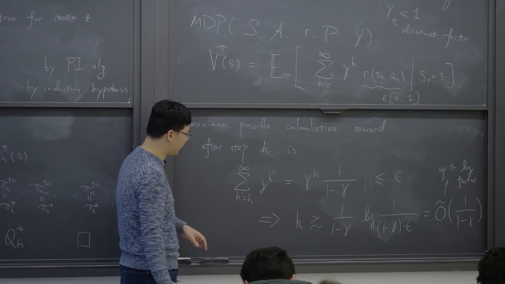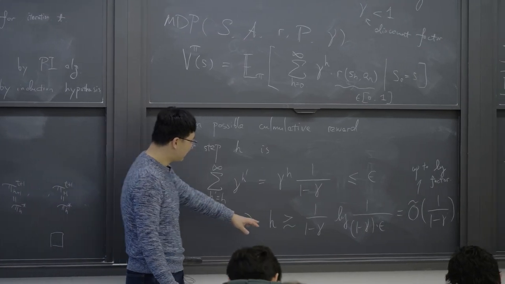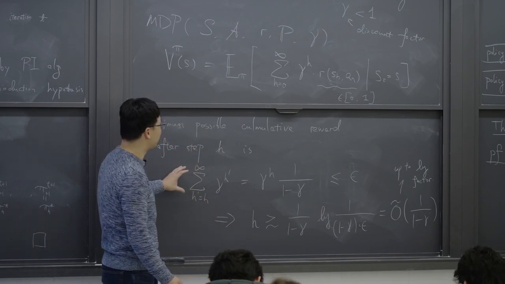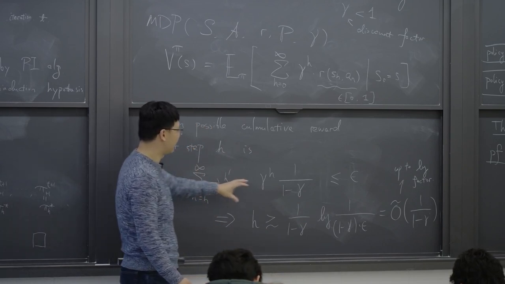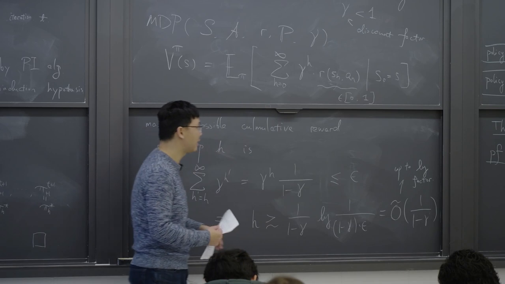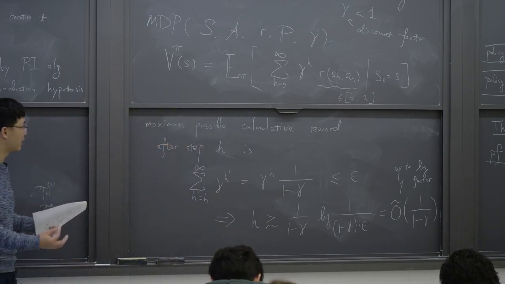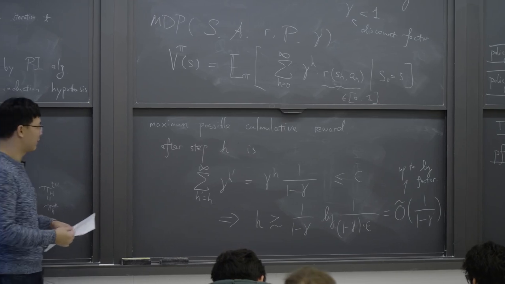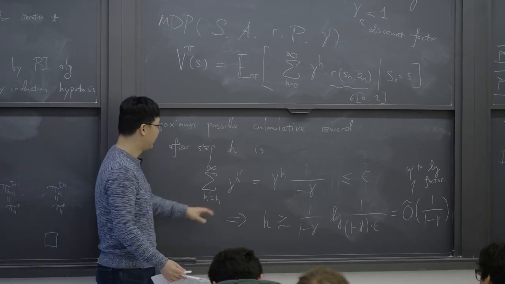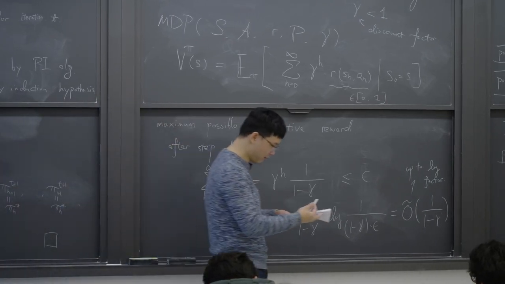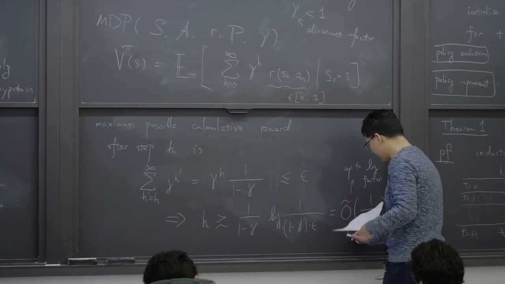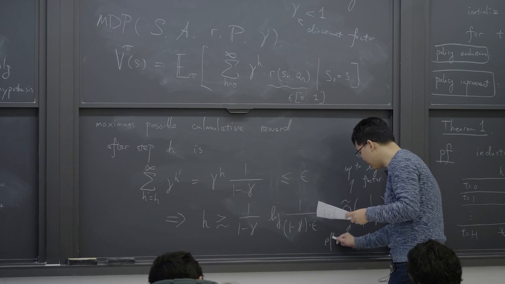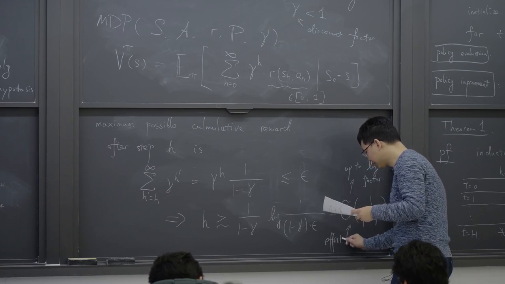What we are saying is that after this number of steps in the infinite horizon setting, all the reward summed together is very, very small, epsilon. In a lot of scenarios, like in the learning scenario, we don't really care about this small difference epsilon because we have statistical noise. In that kind of scenario, we basically don't care. So this infinite horizon setting can also be viewed as a finite horizon setting, where this is essentially the effective horizon.